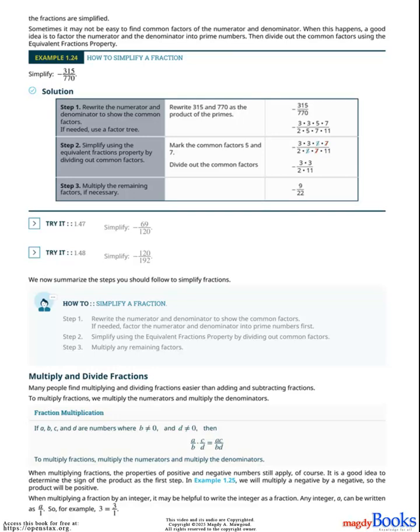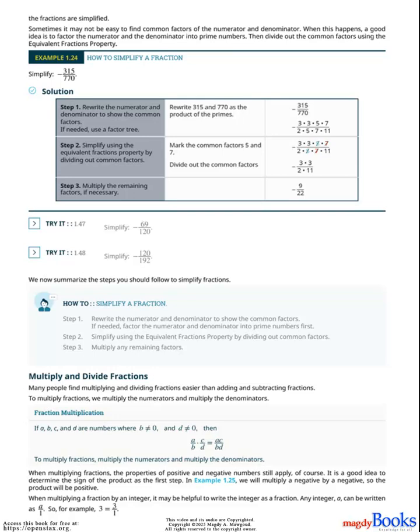Fraction multiplication. If A, B, C, and D are numbers where B is not equal to 0 and D is not equal to 0, then A/B · C/D = AC/BD. To multiply fractions, multiply the numerators and multiply the denominators.